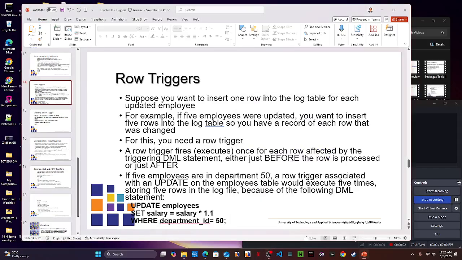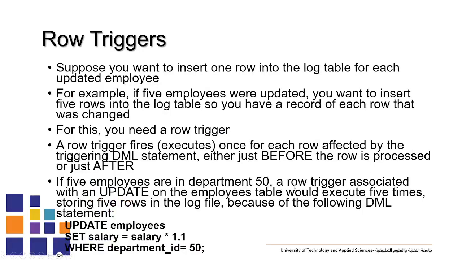Okay, let's continue in our triggers, and this time we are now in the row triggers. Suppose you want to insert one row into the log table for each updated employee. For example, if 5 employees were going to be updated, you want to insert 5 rows into that log table, so you have a record for each row that was changed. For this, we need the row trigger.